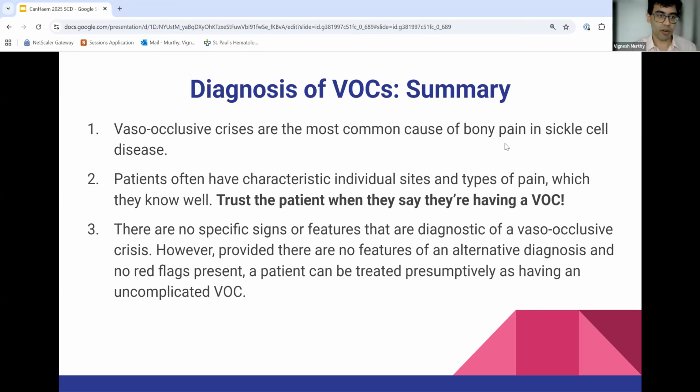So, a brief summary of that portion. VOC is the most common cause of bony pain in sickle cell disease. Patients often have characteristic individual sites and characters of pain, which they know very well. So the bottom line is to trust the patient when they say they're having a vaso-occlusive crisis, because there are no specific signs or features that are diagnostic of VOC. However, provided there are no features of an alternative diagnosis, no red flags, a patient can and should be treated presumptively as having an uncomplicated vaso-occlusive crisis.